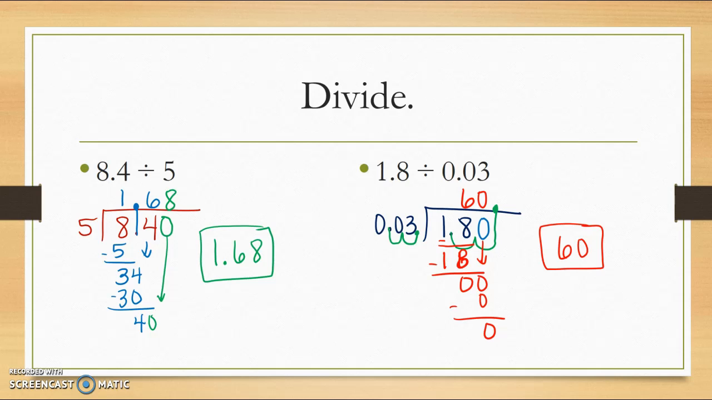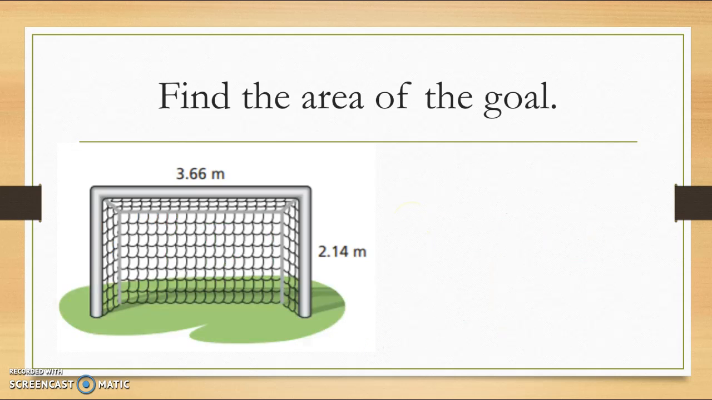So the big rule to remember when we're dividing is that our outside number, this divisor, needs to be a whole number. Our last problem is more of a word problem. It says find the area of the goal. And so the goal is a rectangular shape. So this is a rectangle.